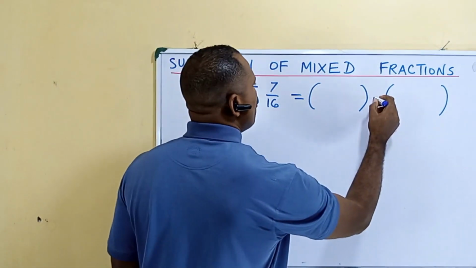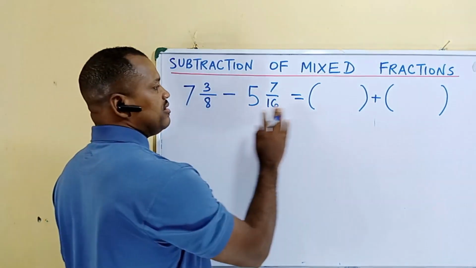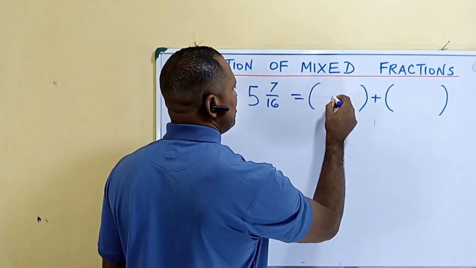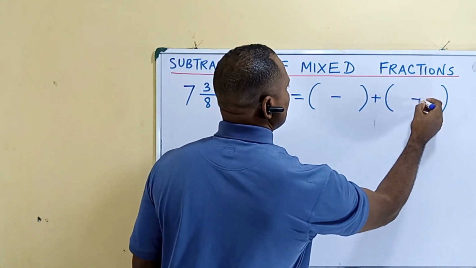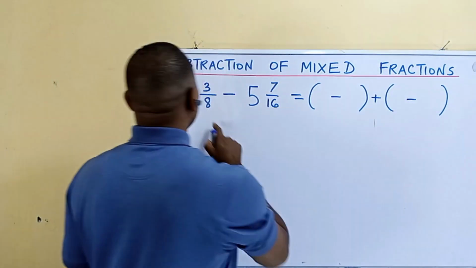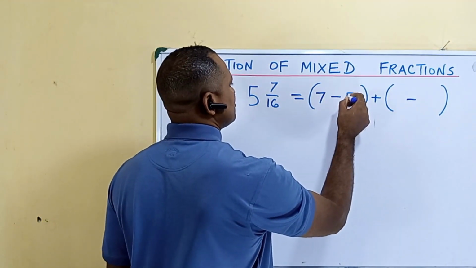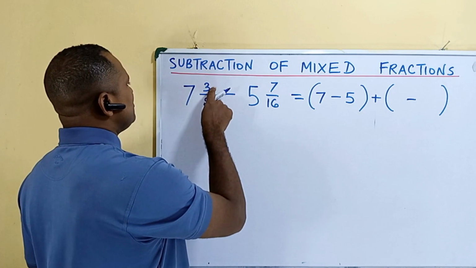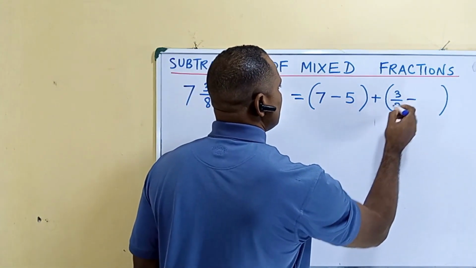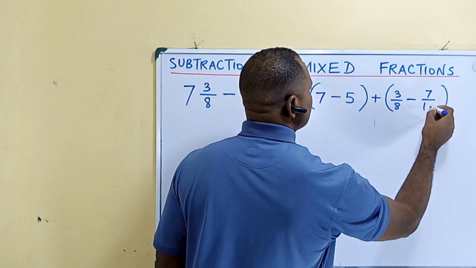Please, here must always be plus. Doesn't matter whether you're subtracting or you're adding. Here must always be plus. But if you're subtracting, then here will be minus. Minus. 7 minus 5. 7 minus 5. 3 over 8. 3 over 8 minus 7 over 16.